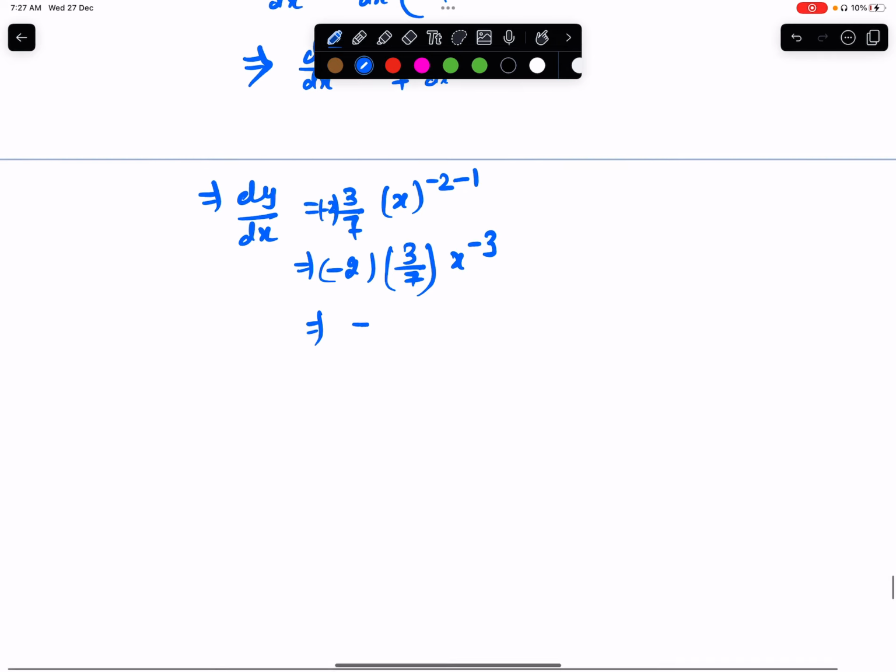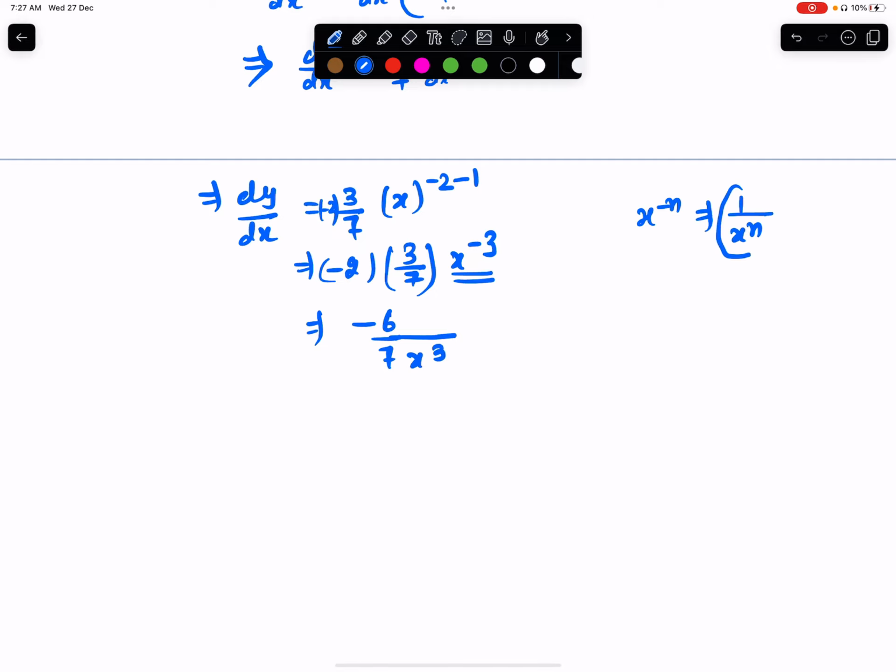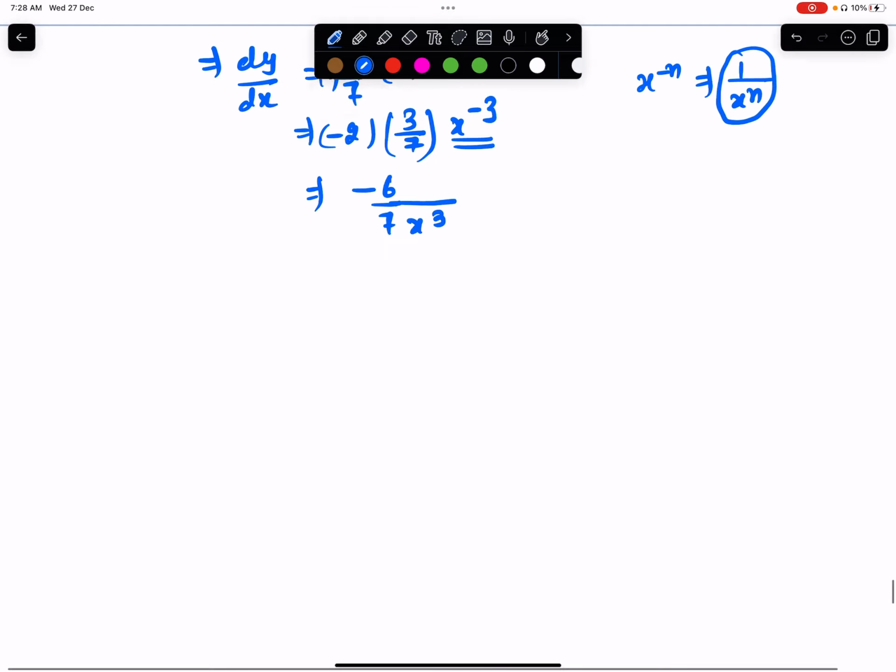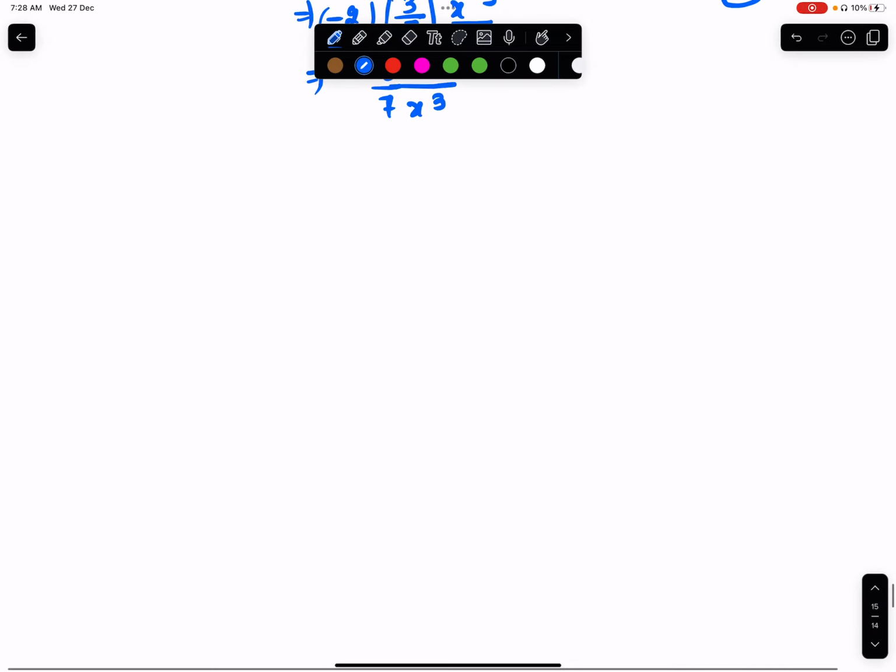So that will be equal to minus 6 by 7 divided by x raised to the power 3. We can write the negative power as follows: if we have x raised to the power minus n, then we can write it as 1 by x raised to the power n. Now let's see another property.